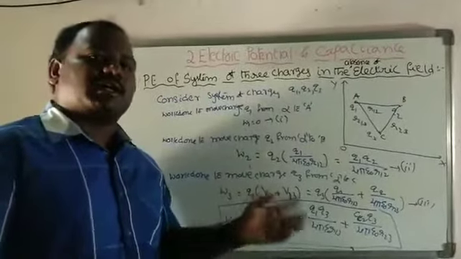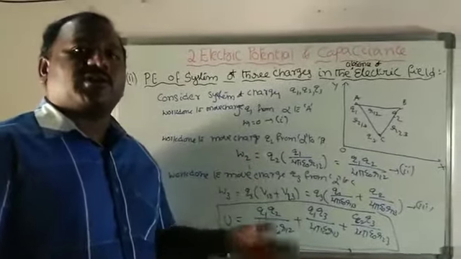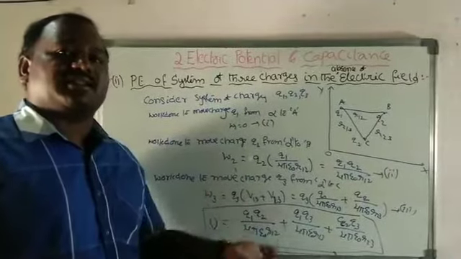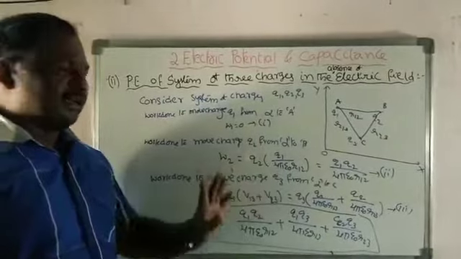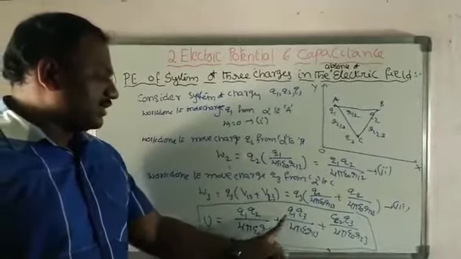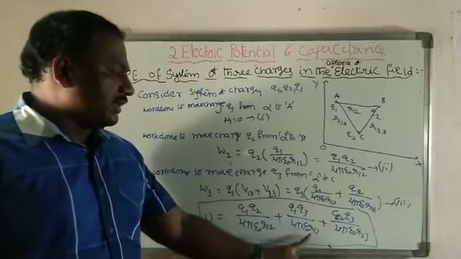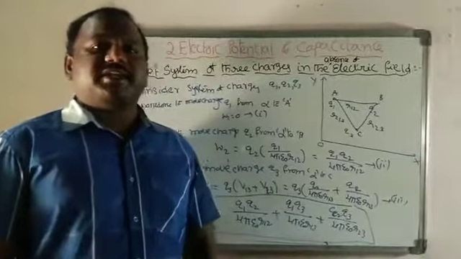Therefore the total work done is W1 plus W2 plus W3. Therefore the total energy, that is the potential energy, is equal to the sum of all the work done. It gives Q1 Q2 by 4 pi epsilon naught R12 plus Q1 Q3 by 4 pi epsilon naught R13 plus Q2 Q3 by 4 pi epsilon naught R23.